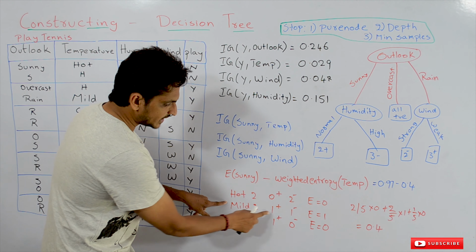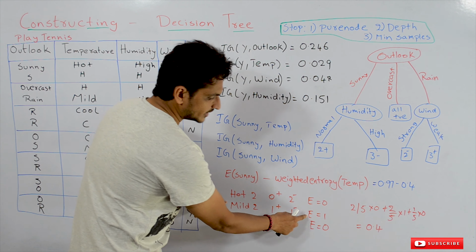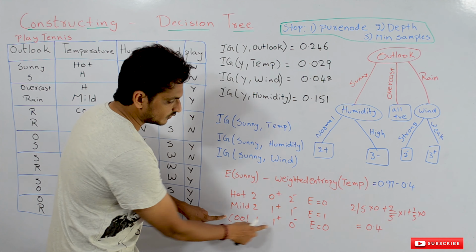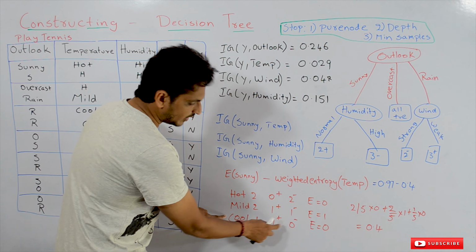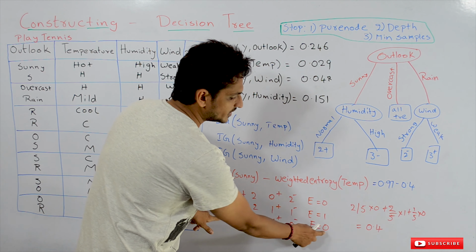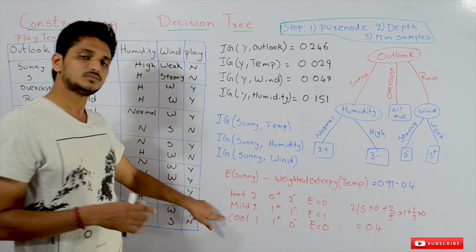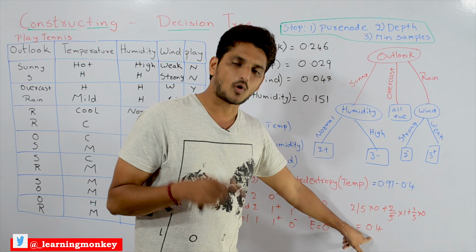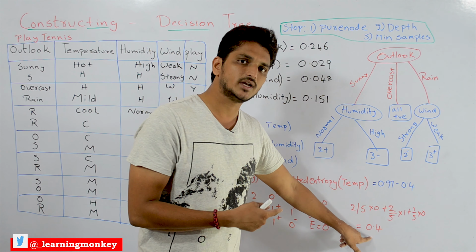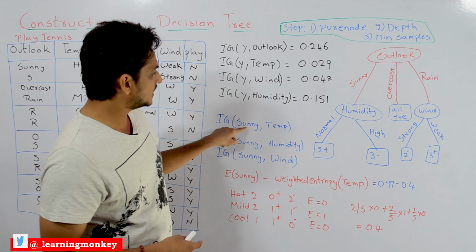In this node we are having 1 positive and 1 negative point, so the entropy value is equal to 1. Next, we are having only 1 positive point and 0 negative points, so the entropy is equal to 0. So how to calculate weighted entropy? 2 by 5 into 0, plus 2 by 5 into 1, plus 1 by 5 into 0, that is equal to 0.4. This is the weighted entropy for Sunny, temperature.